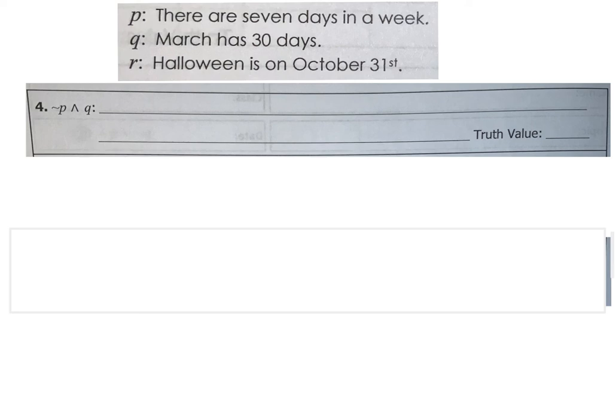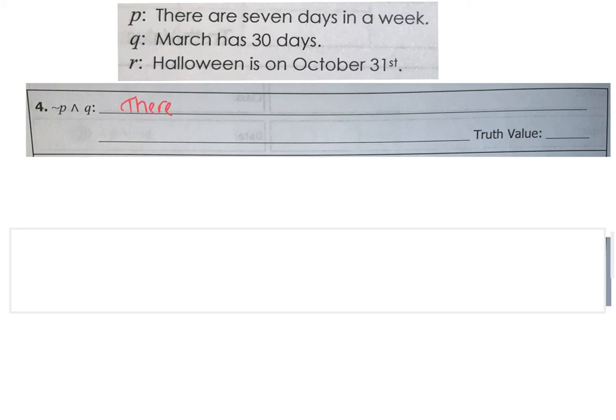So look at the next page, number 4. Negate P and Q. So what is P here? P is there are 7 days in a week. Q is March has 30 days. Which one do they want us to negate? Yeah, the 7 days. So you really just have to add the word not here, and that's sufficient. You could say, there are not 7 days in a week.